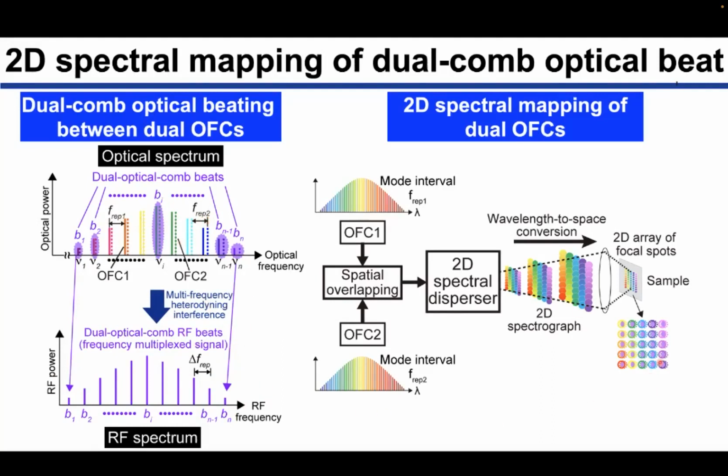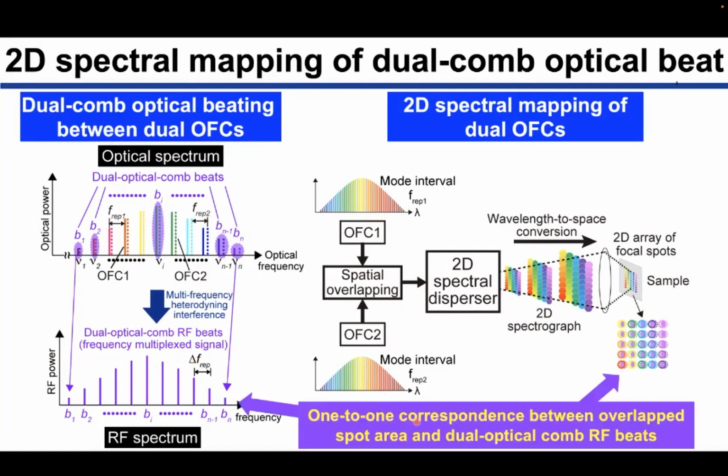So in the space domain at the focal point, there are two adjacent modes of OFC1 and OFC2. Many pairs of two adjacent modes in OFC1 and OFC2 make an array of focal spots at almost the same position. The overlap area of each spot, highlighted by a purple color, generates a dual optical RF beat.